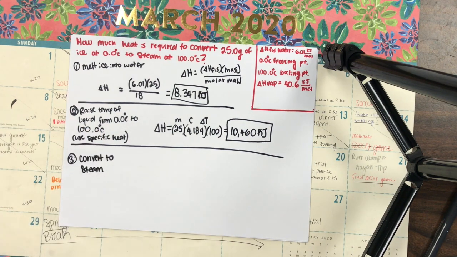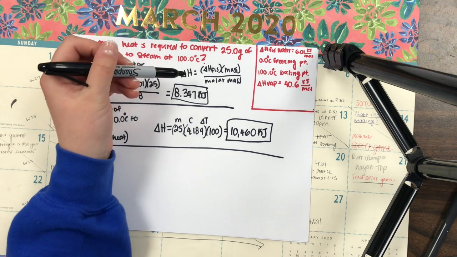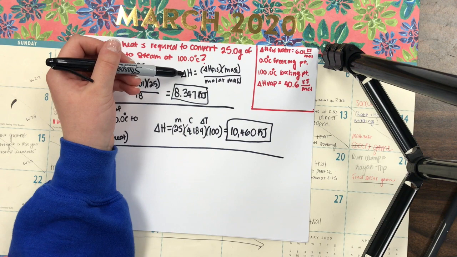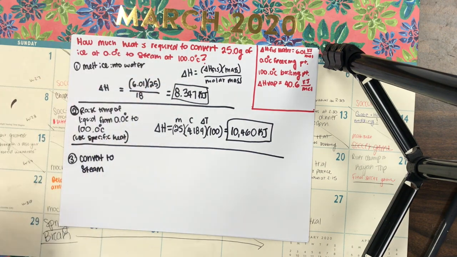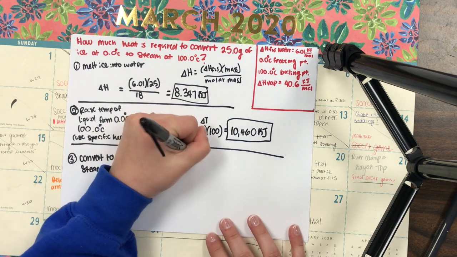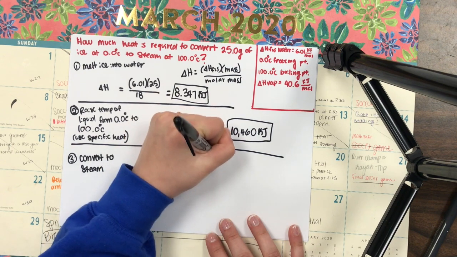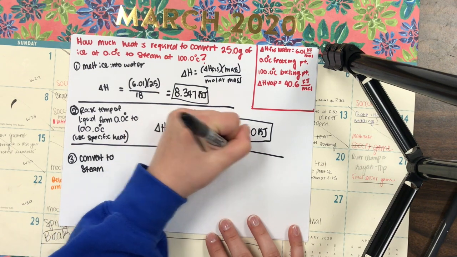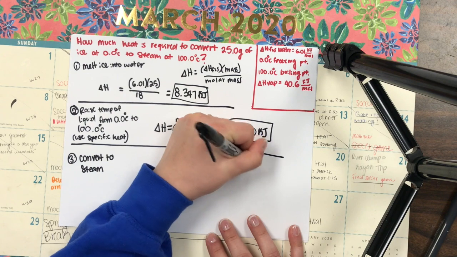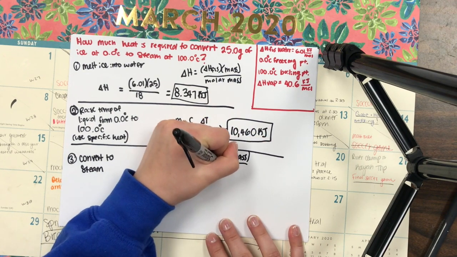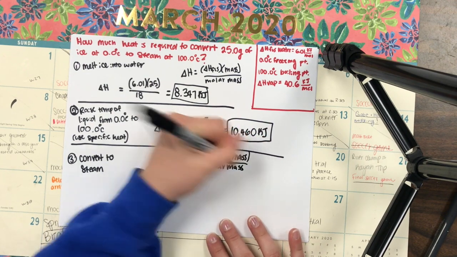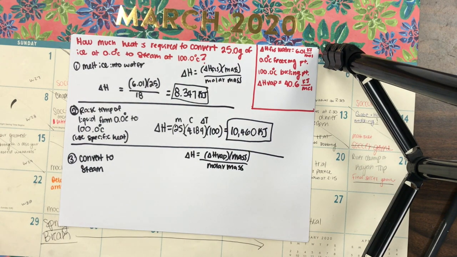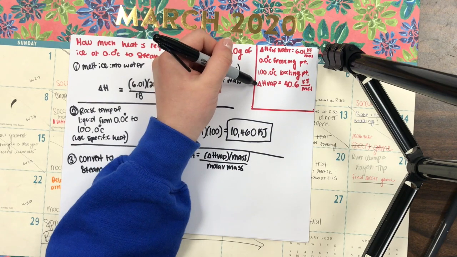So to convert this to steam, I'm going to use my equation for heat of vaporization, which is actually exactly the same as the one for heat of fusion, but we're plugging in a different number right here. So my equation for this is delta H equals delta H vap times the mass divided by the molar mass. So really not much has changed in this equation. So when I go to convert something to steam, I'm going to use my delta H vaporization.